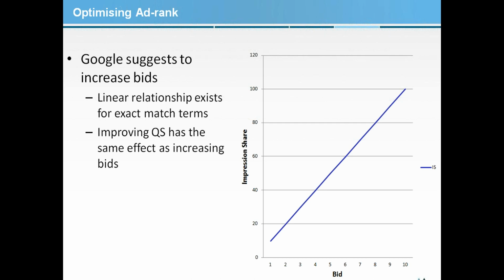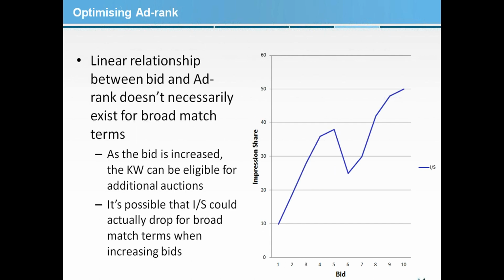Now, I think it's important to note here that this linear relationship exists mainly for exact match terms. What we'll find is that as you start diving into phrase, and especially broad match terms, the relationship between your bid and your impression share isn't quite so linear. And this is for the reason that as your ad rank score improves or gets larger, you can actually find that you'd be eligible for additional keyword options.